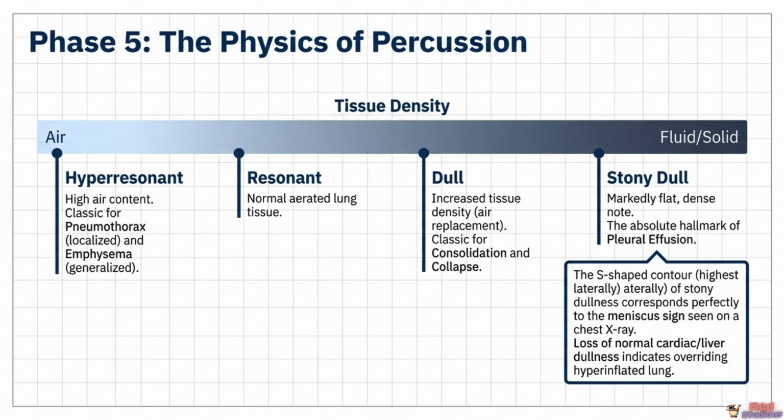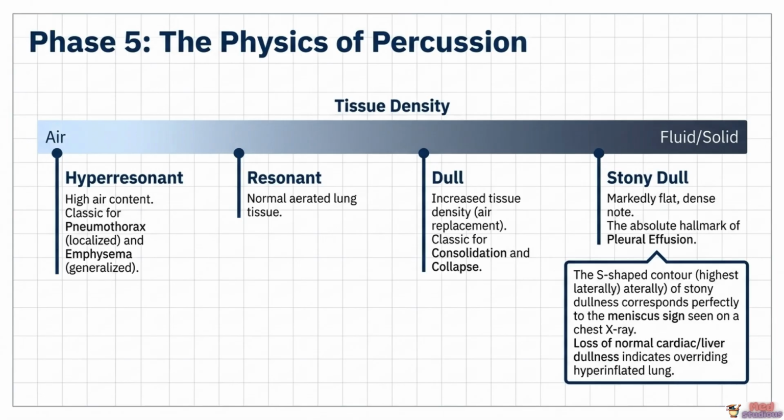Moving along the spectrum, resonant percussion represents normal, healthy, aerated lung tissue, the baseline against which every other finding is compared. Dull percussion reflects increased tissue density from air replacement and is the classic finding in both consolidation and lung collapse. At the extreme far end of the spectrum sits stony dullness, a markedly flat and dense percussion note that represents the absolute hallmark of pleural effusion.